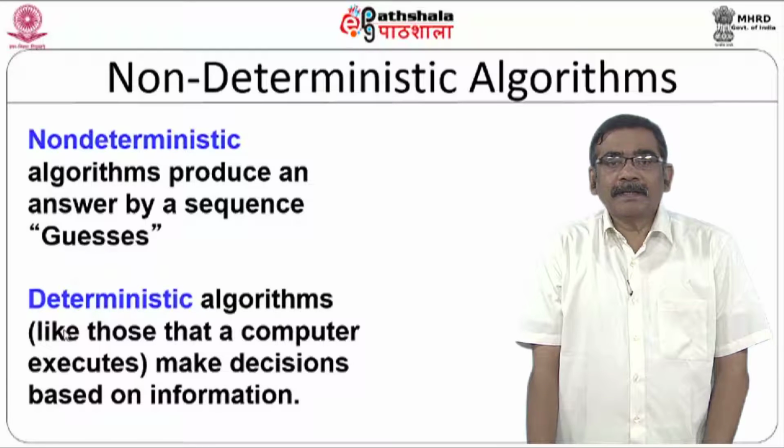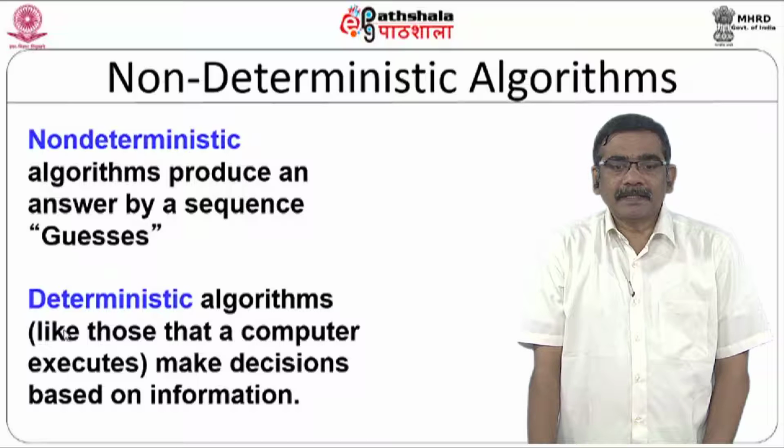Fine. What is a deterministic algorithm? So far, all the algorithms which we discussed are deterministic in nature. That means the computer executes the program in a finite amount of time, and it takes decisions based on the given information. On the other hand, non-deterministic algorithms produce a sequence of guesses and try to solve the problem using a set of guesses and verifications.